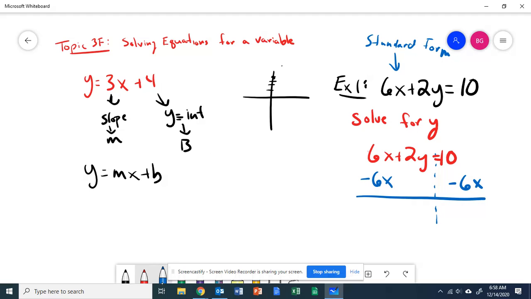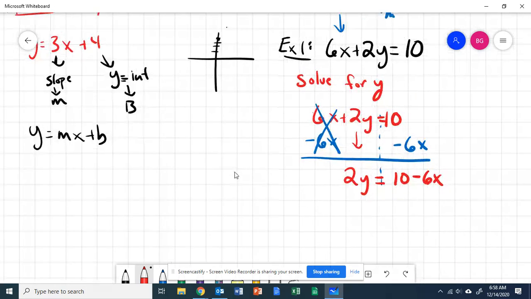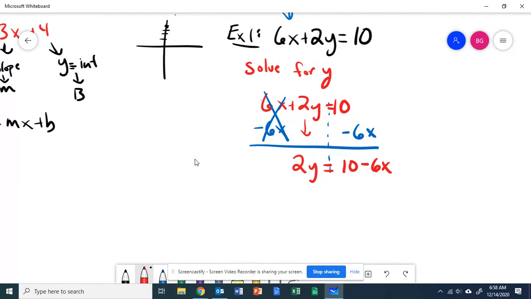So you see here on the left-hand side now, the 6x's cancel out, and you're left with that 2y still. On the right-hand side, you have that 10 minus 6x. Those can't combine together, so they just have to stay separate. So we have 2y equals 10 minus 6x now. Well, now you can be like, how do I get y by myself here? I've got a 2 times a y.